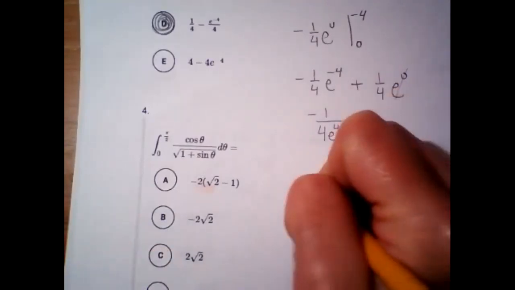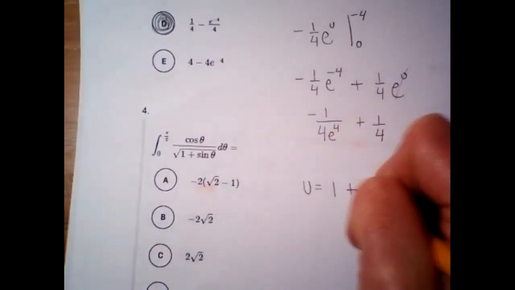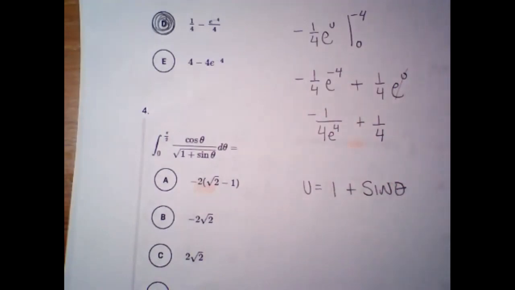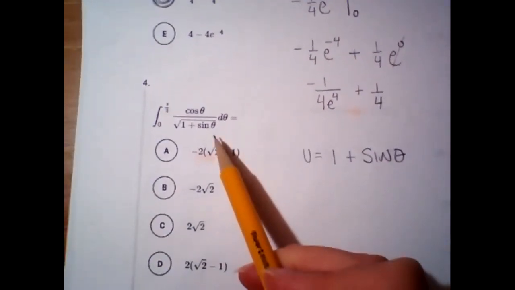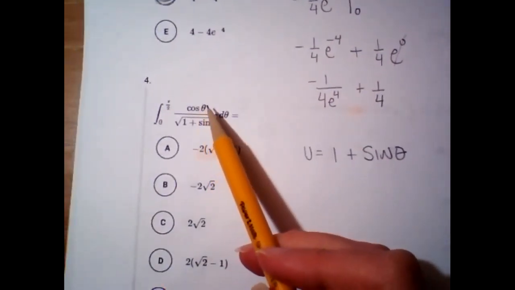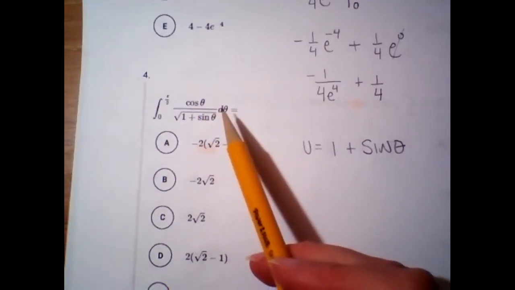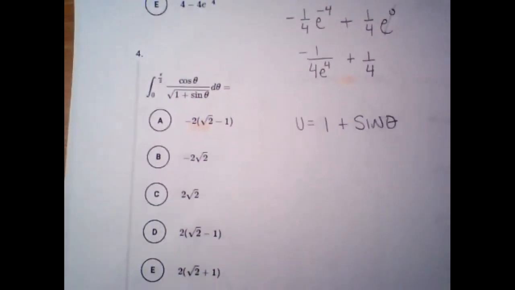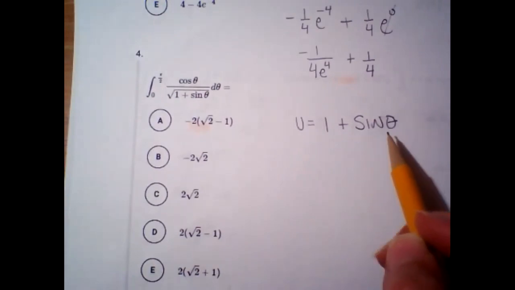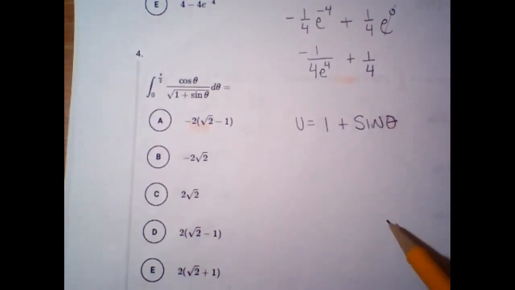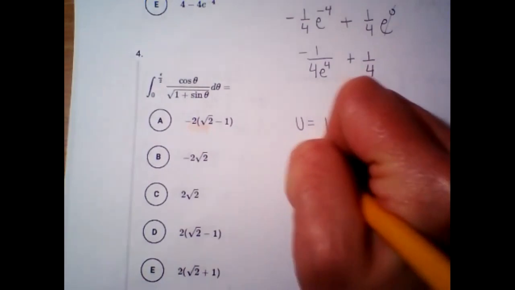All right, for number 4, we're going to let u equal 1 plus sine of theta. And if all these thetas bother you, theta is just another variable. If they bother you, you can scribble them out and put an x instead if that's what you'd prefer. It's just the variable we usually use for the angle. So 1 plus sine of theta.